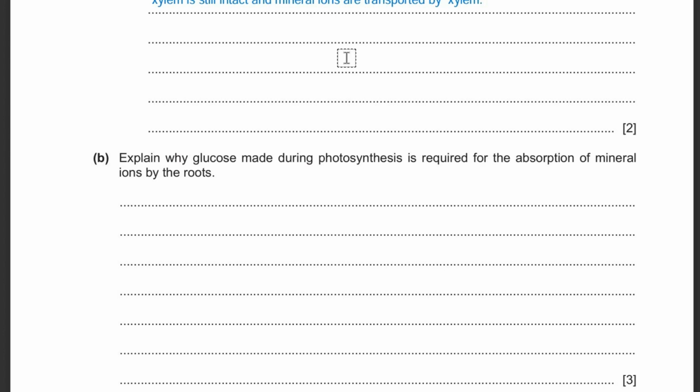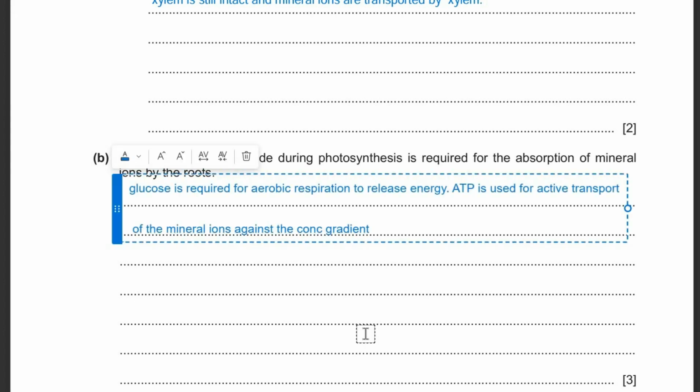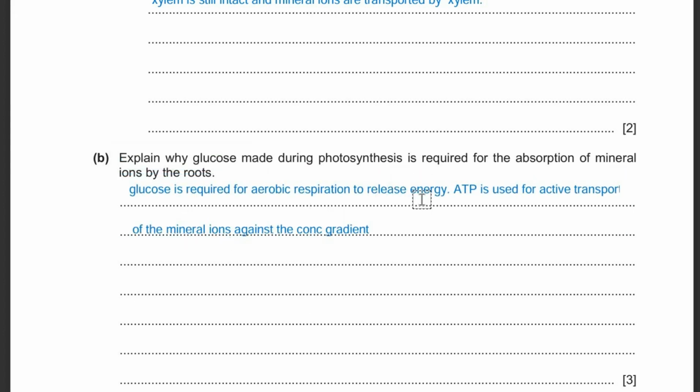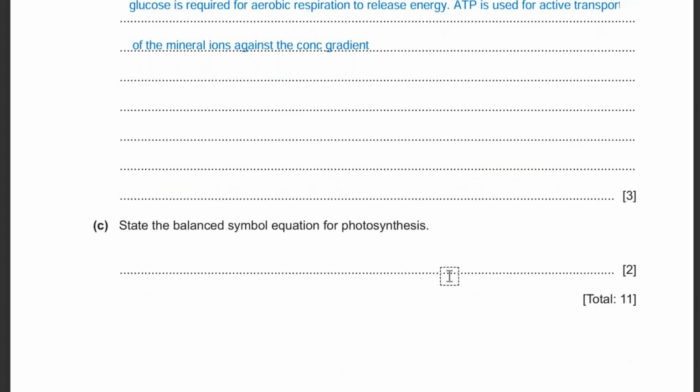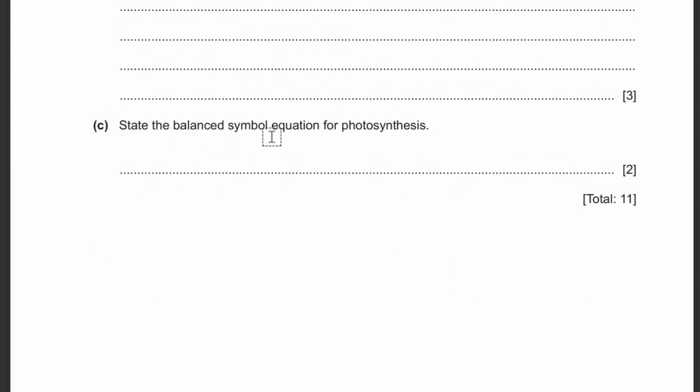So we need to write all of these details. This will be the answer: glucose is required for aerobic respiration to release energy, and ATP is used for active transport of the mineral ions against the concentration gradient. Alright. Now, state the balanced symbol equation for photosynthesis. Students, you need to learn this equation by heart: 6 molecules of carbon dioxide react with 6 molecules of water to give 1 molecule of glucose and 6 molecules of oxygen.